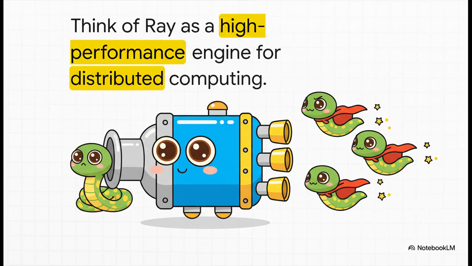Probably the best way to think about Ray is as a high-performance engine for distributed computing. It's the powerful machinery running under the hood that takes your normal Python functions and classes and gives them the superpower to run in parallel across tons of different machines.